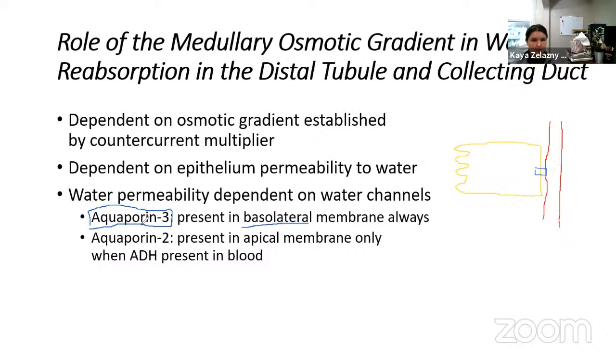We're not always going to have aquaporin 2 on our apical membrane. So here we have a question mark. Maybe it's there, maybe it's not. It's going to be dependent on ADH.